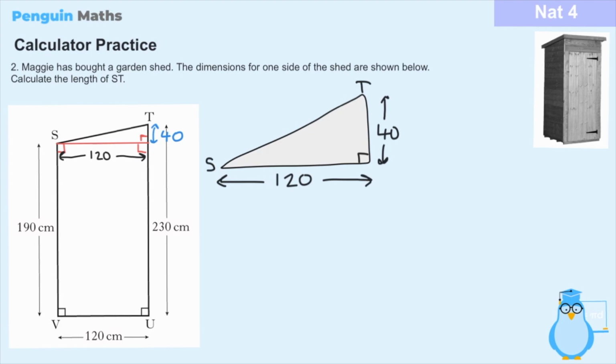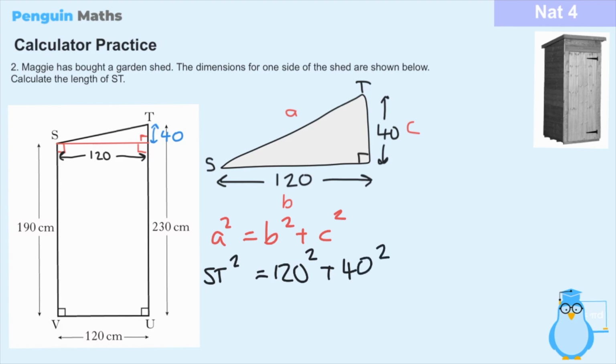To begin, we always name the hypotenuse, which is the side opposite the right angle, A, and then the other two sides, B and C. And Pythagoras' theorem says that A squared is equal to B squared plus C squared for any right angled triangle. Now let's put in the values for each of these. So A, I'm just going to call ST. So ST squared is equal to, B is 120, so B squared is 120 squared, plus 40 squared for C squared.